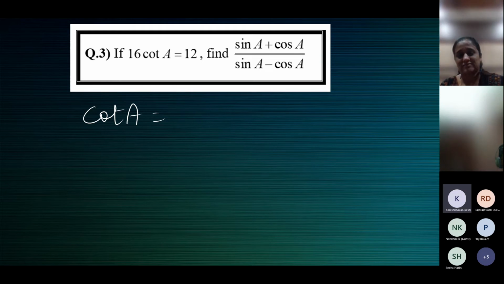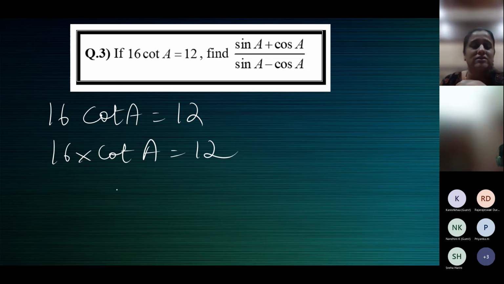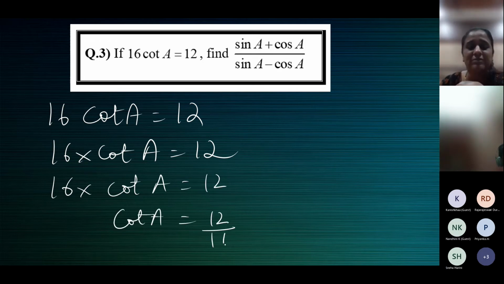Sin A by cos A, ma'am. That's not what I'm expecting. See what is given. 16 cot A is equal to 12. From this, what is cot A? 12 by 16, ma'am. What do you mean by 16 cot A is equal to 12? I told you this is 16 into cot A. That's the meaning. So cot A is equal to 12 by 16, which can be reduced to 3 by 4.